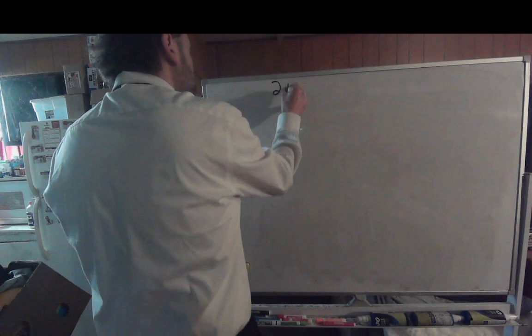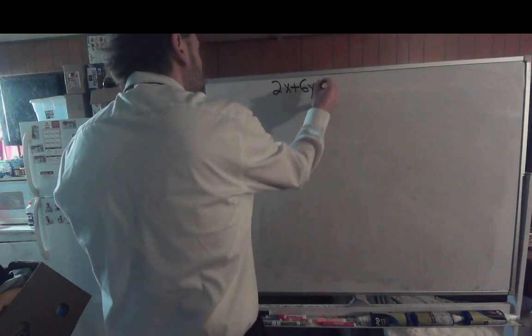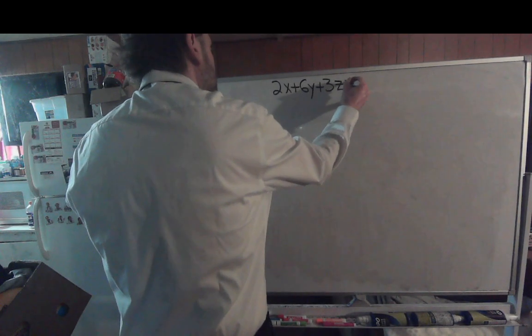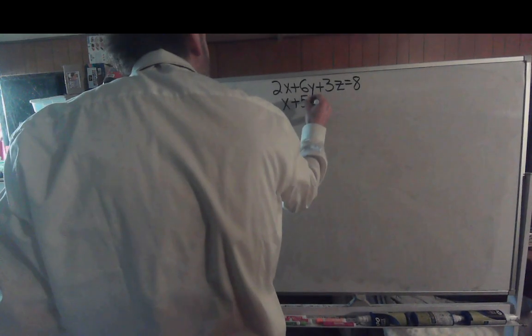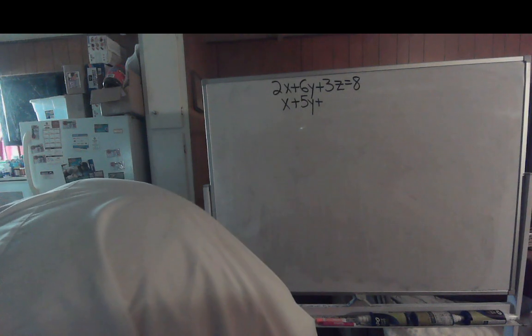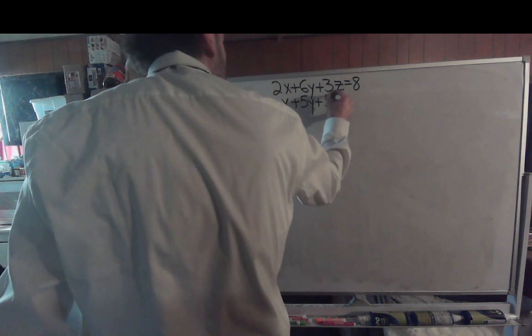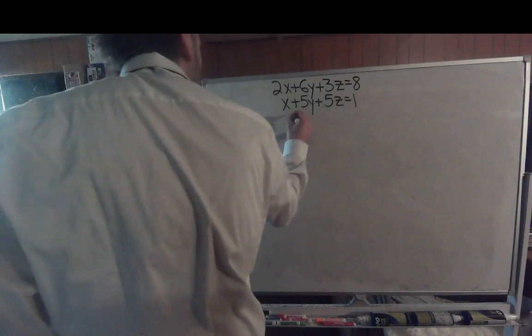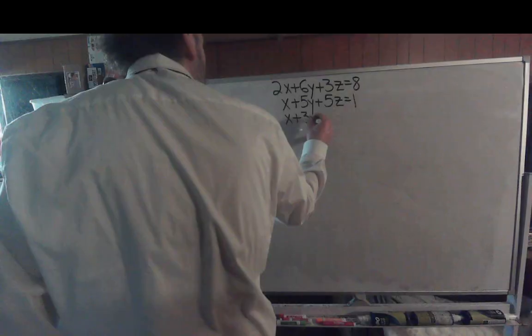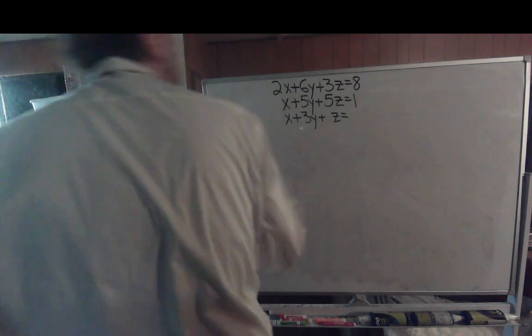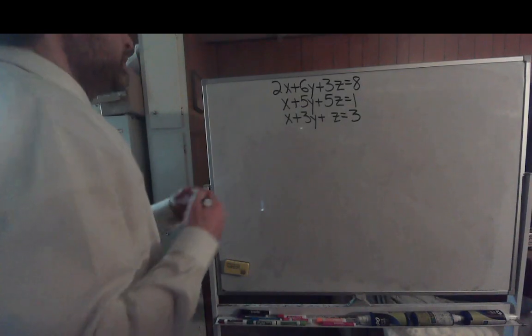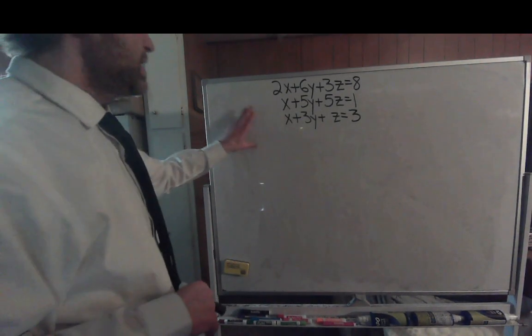So I have 2x plus 6y plus 3z, this time is equal to 8. Then I have x plus 5y plus 5z equals 1. Then I have x plus 3y plus z equals 3. So there we go. There's the new system of equations right here.